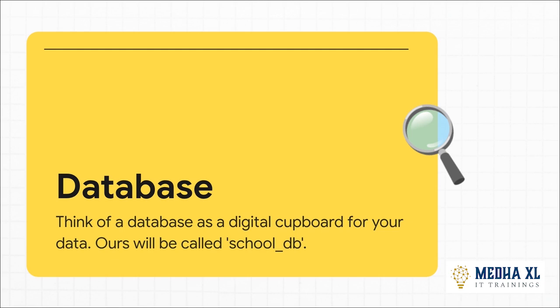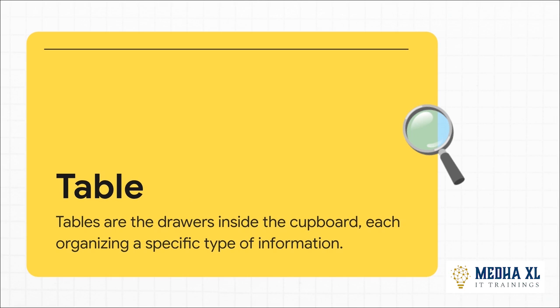Nice and simple. Okay, so if the database is the cupboard, then inside that cupboard, we need some drawers. In the world of SQL, these drawers are called tables. And each drawer is going to hold one specific type of information. So one for students, one for courses, you get the idea. This separation is actually the secret sauce to keeping our data super organized and efficient.